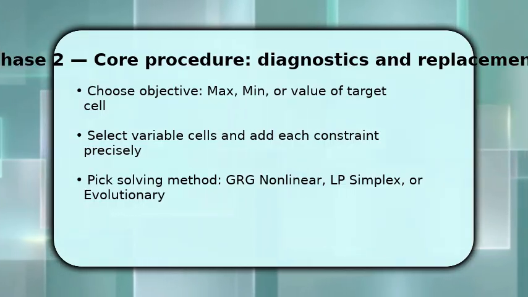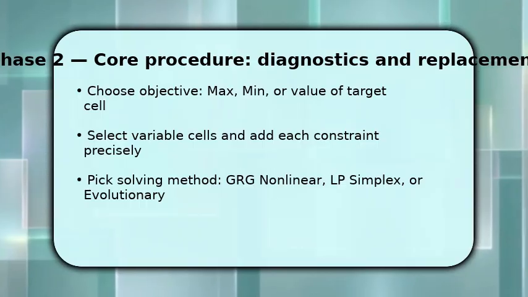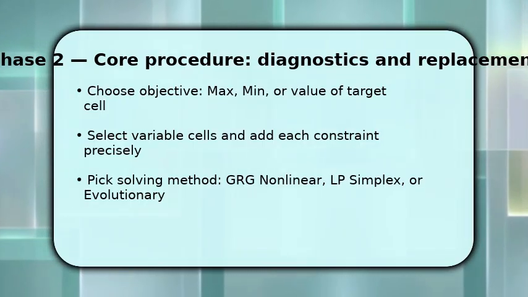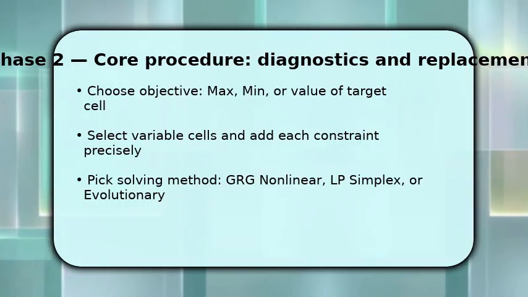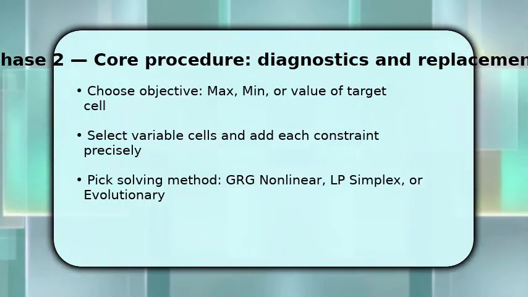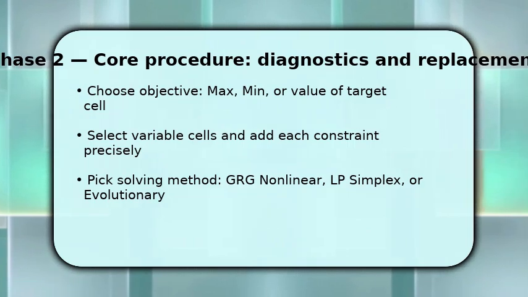LP Simplex for linear, GRG Nonlinear for smooth nonlinear, Evolutionary for non-smooth or discrete. You can tweak options like tolerance and iterations to control accuracy and speed. You run Solver and immediately review outputs and messages.